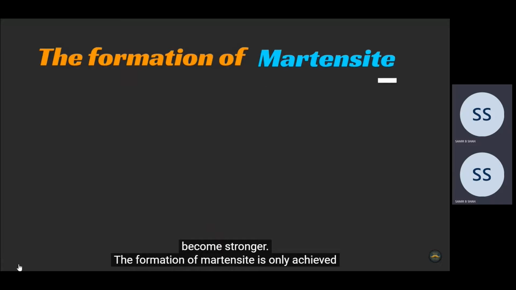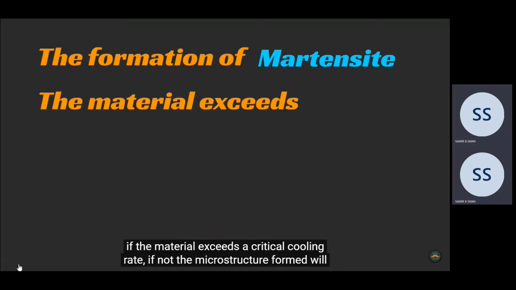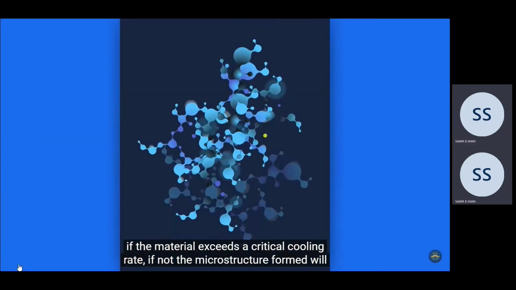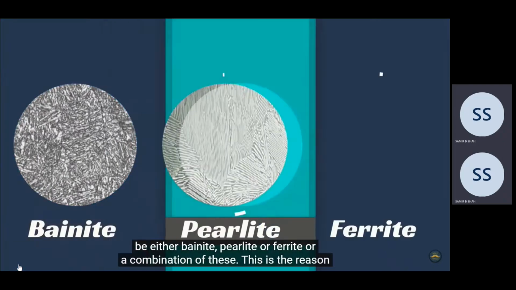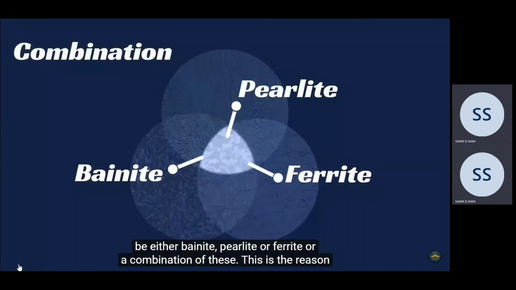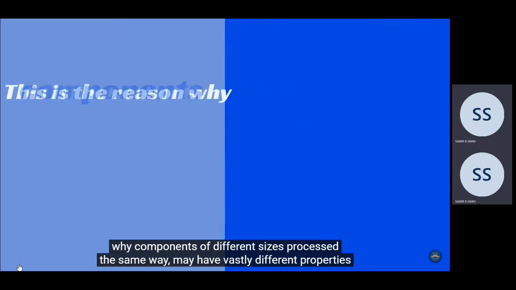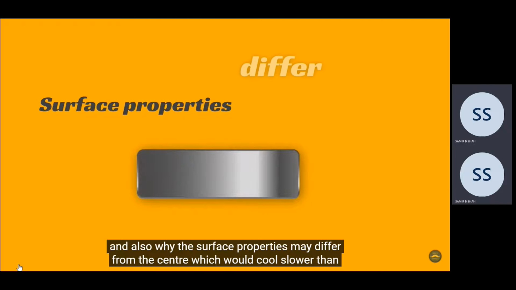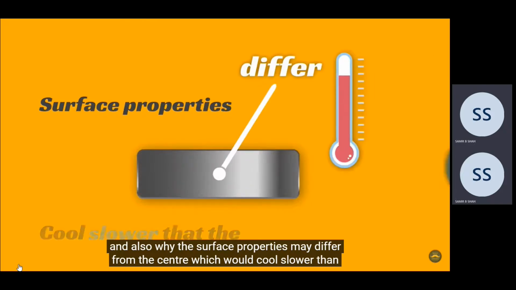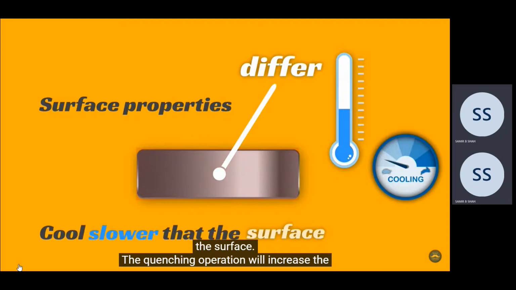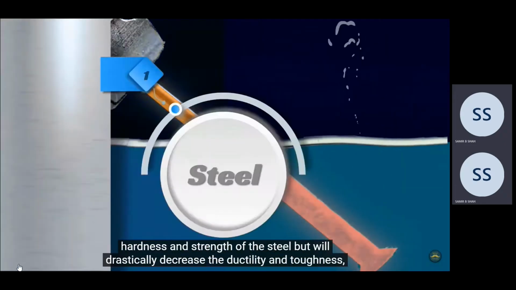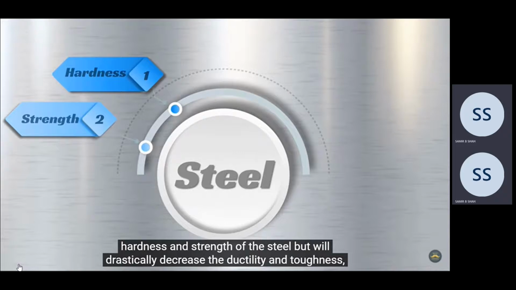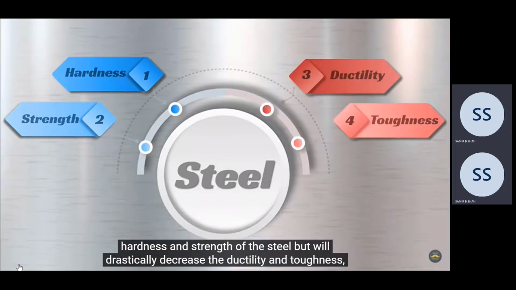The formation of martensite is only achieved if the material exceeds a critical cooling rate. If not, the microstructure formed will be either bainite, pearlite, or ferrite, or a combination of these. This is the reason why components of different sizes processed the same way may have vastly different properties, and also why the surface properties may differ from the center, which would cool slower than the surface. The quenching operation will increase the hardness and strength of the steel, but will drastically decrease the ductility and toughness.